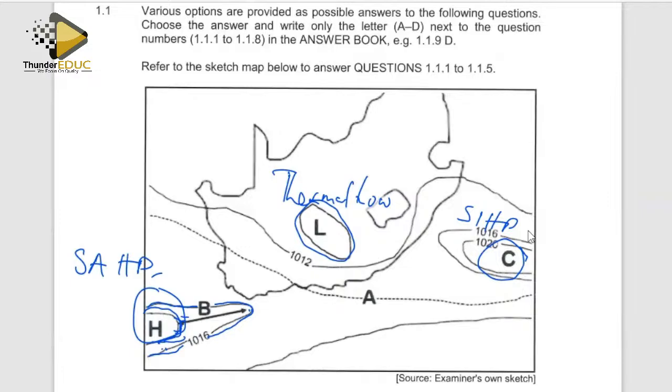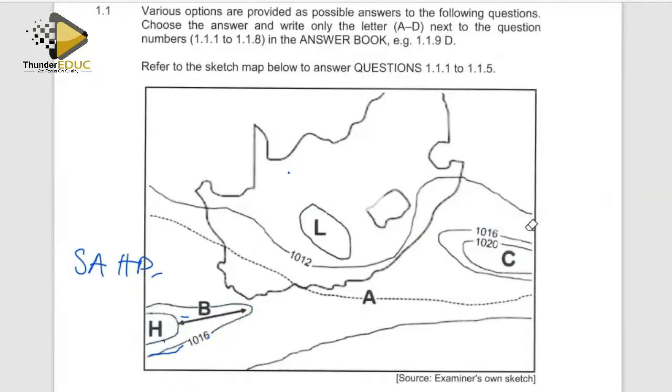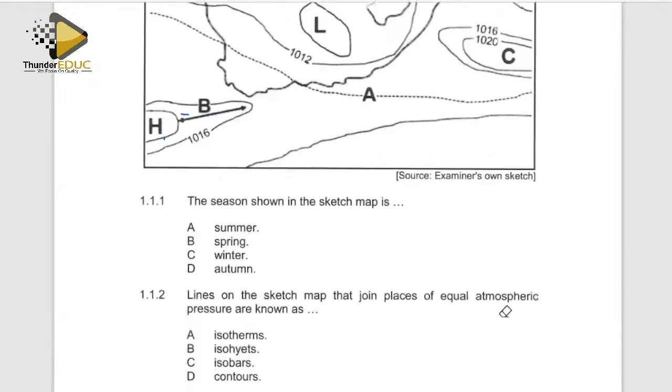We need to now go to our questions and try to answer the given questions based on the map which is provided. Right, our first question, which is question number 1.1.1. The season shown in the sketch map is, what is the season shown on the sketch map? Our season given there is our summer season. The correct response is summer season.